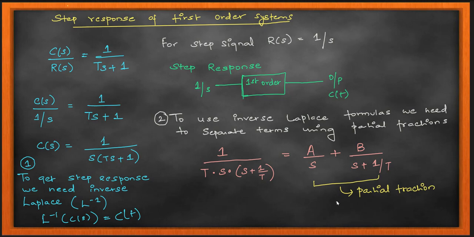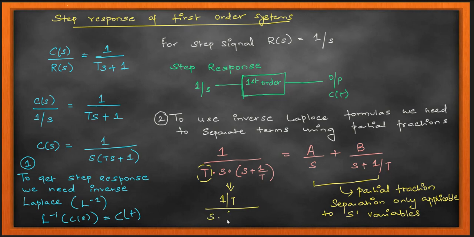Good. So what I am going to do here is represent the RHS, which is the second order system, as the sum of two first order systems, and this is your partial fraction separation. It is applicable only to S because we are doing order splitting, right? We are reducing the order. We are taking a second order and splitting it into two first order, which means it is applicable only to the S domain variable, and that is what we do here.